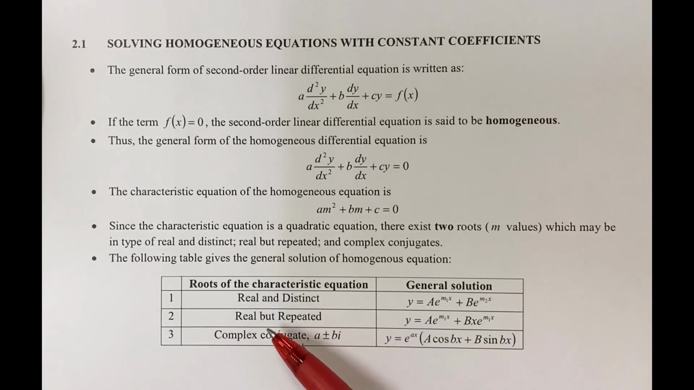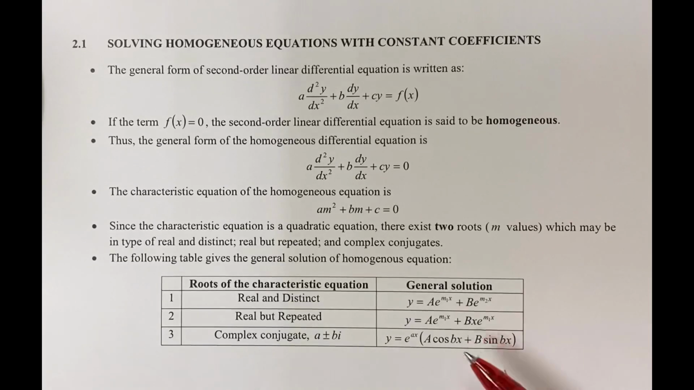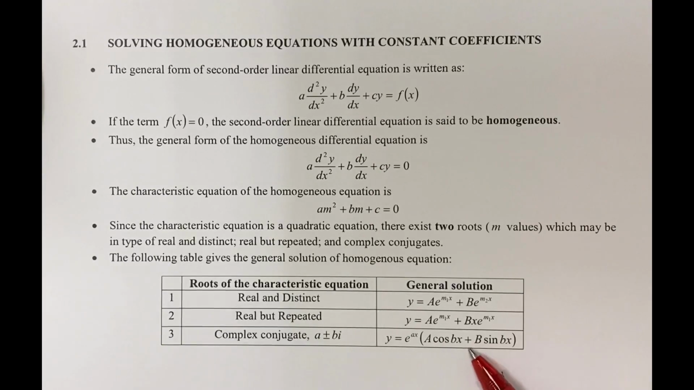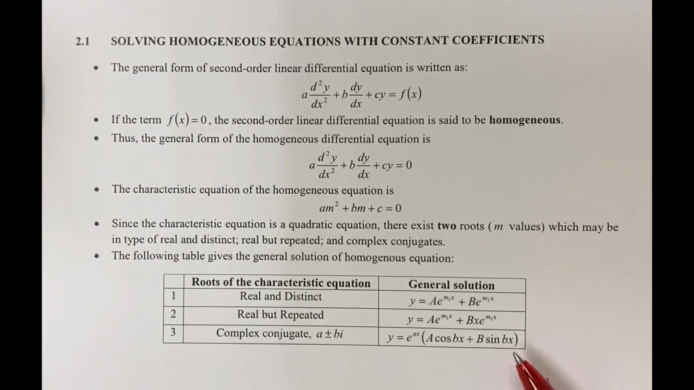While if they are real but repeated, we have y equal to a e to the power m1 x plus b x e to the power m1 x. So this is the difference between the first two cases: we have an extra x here. And if it is complex conjugate, we have the real part and imaginary part. a is the real part, b is the imaginary part. So the general solution will be y equal to e to the power of the real part times x, multiplied by capital A cos of the imaginary part b x plus capital B sin bx.